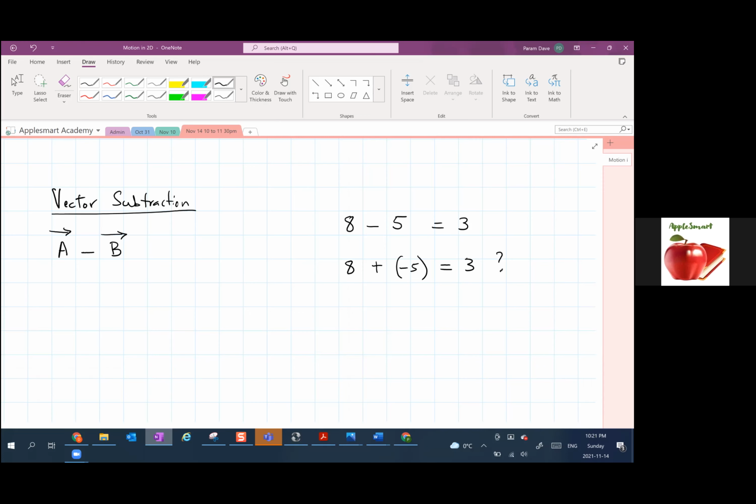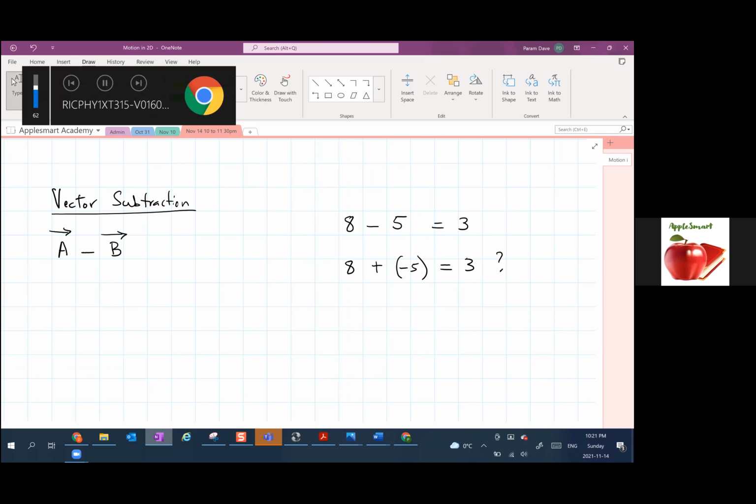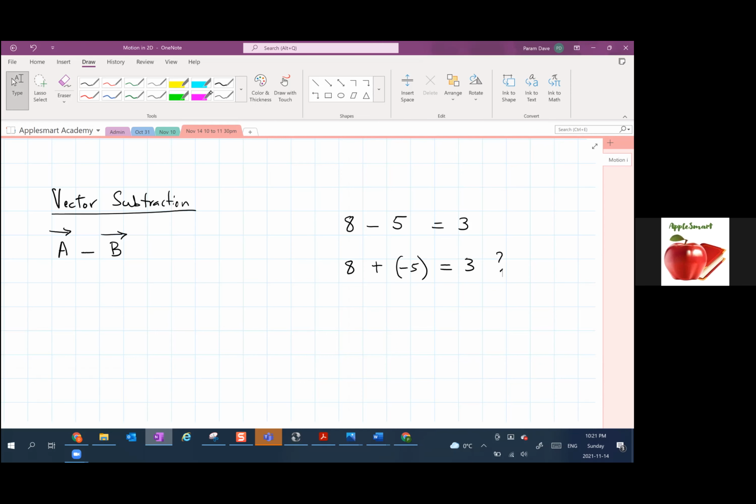Anybody? Wouldn't 8 added to negative 5 give you 3? Yes. And so what I did, look, this here looks like subtraction, and this here looks like addition. The only difference is you're not adding 8 and 5. If you want to change that to addition, you would add 8 to negative of 5. So whatever number gets subtracted, you have to add the opposite of that number to the 8.